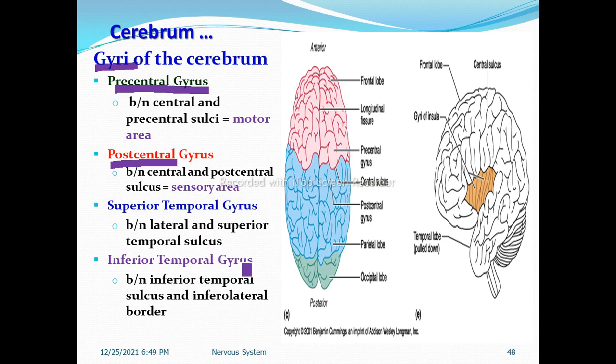Inferior temporal gyrus is found between the inferior temporal sulcus and the inferolateral border.